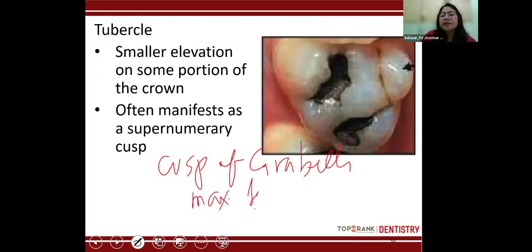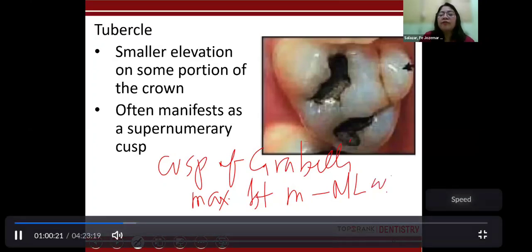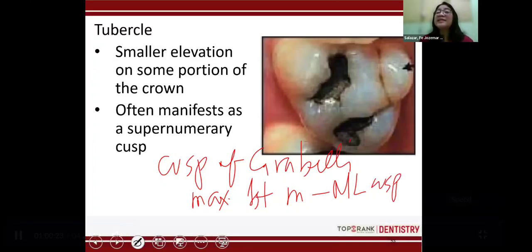Maxillary first molar. What cusp? Nasa ang cusp of Carabelli. On what cusp can you find it? Yes, on the mesiolingual cusp of the maxillary first molar. Is it always present? A cusp of Carabelli? No. Okay, very good. It may or may not be found on a maxillary first molar, but if it's present, kung meron man, it will only be found on a maxillary first molar.